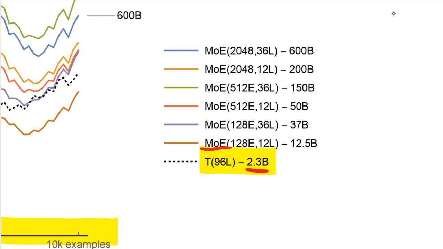And then you have these mixture of expert models. Now, they always consider two things. They consider different numbers of experts, from 128 to 2048 experts. And they consider different numbers of layers, from 12 layers to 36 layers. 36 layers still being way smaller than the 96 layer transformer here. And that's the reason why it trains faster.